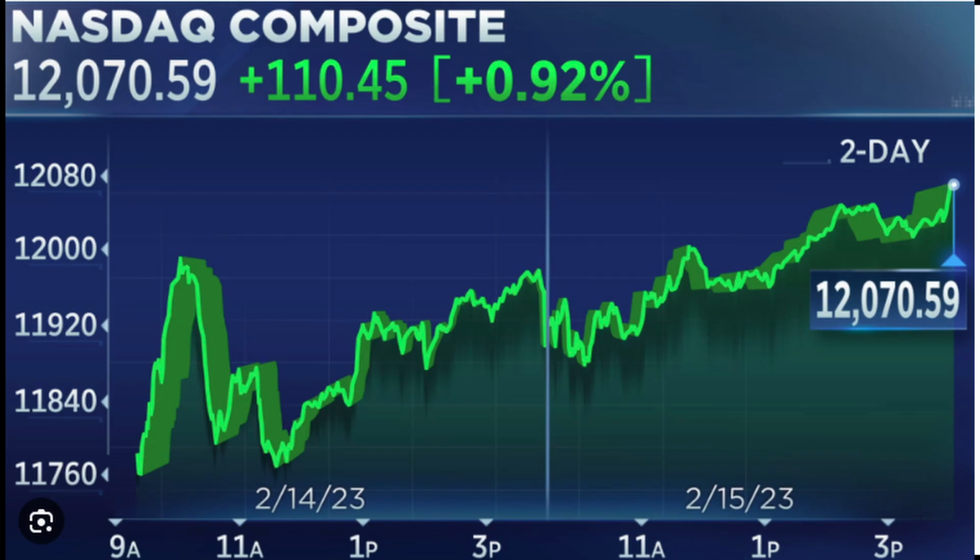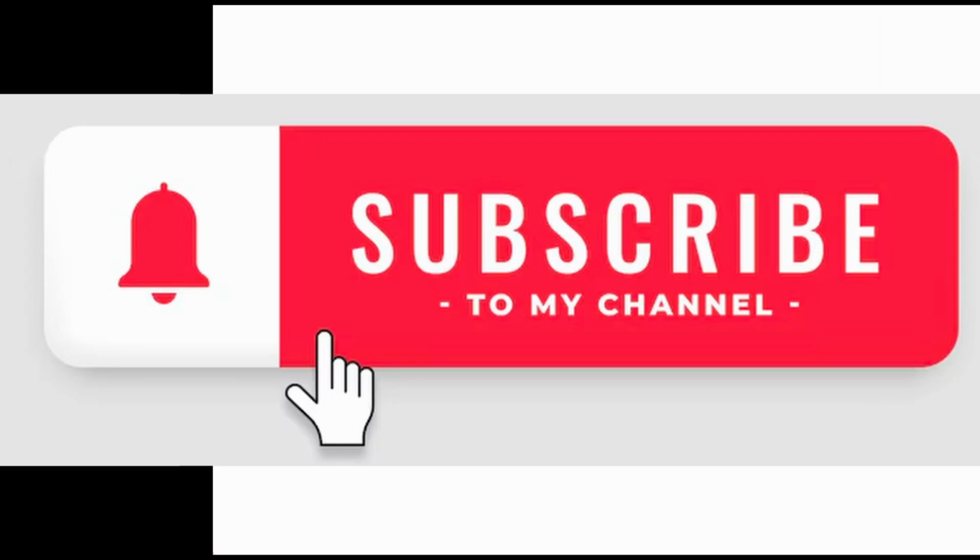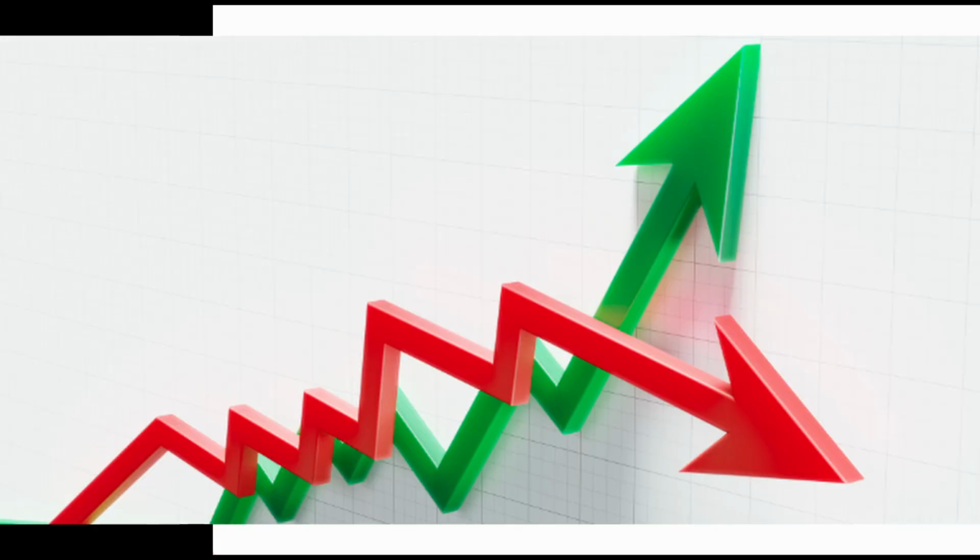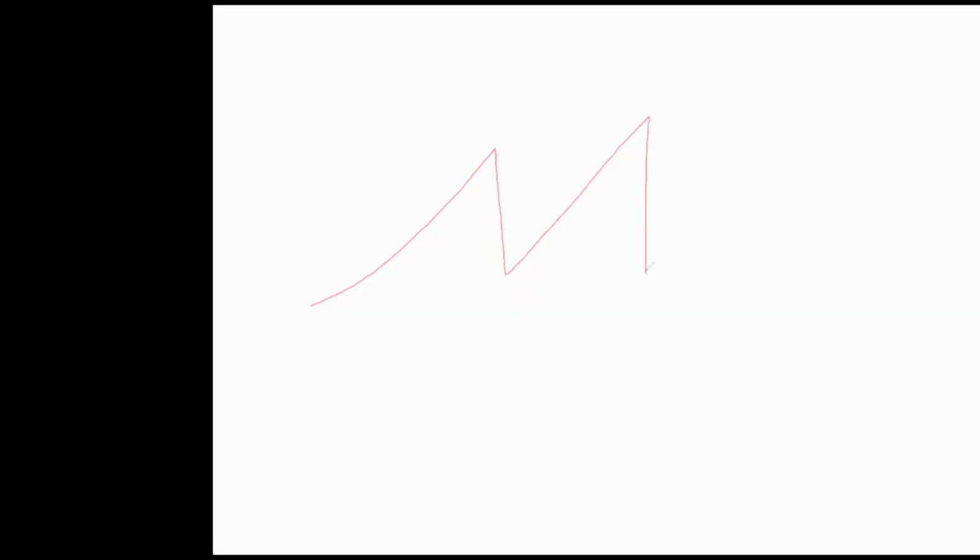Talk today about some technical analysis about the stock market. As we know, the stock has been going always like this. It's been going up, down, up, down. Sometimes it goes higher and goes down. It goes down and moves lower.